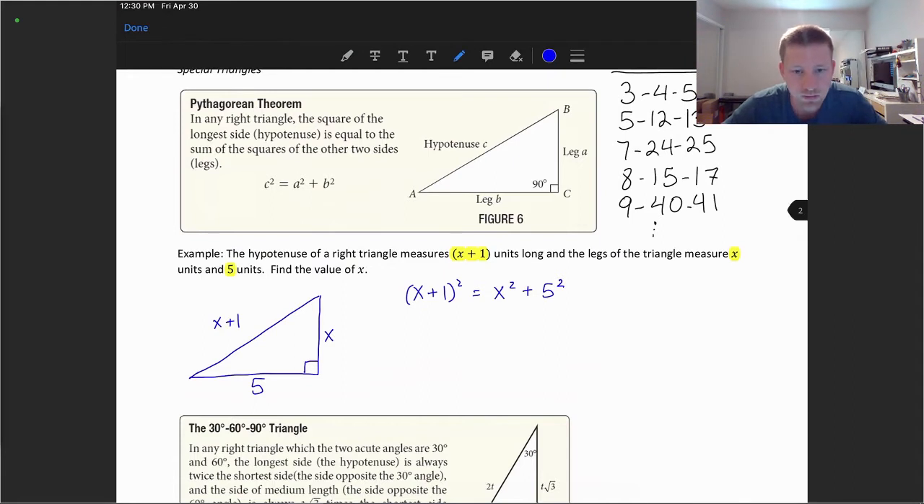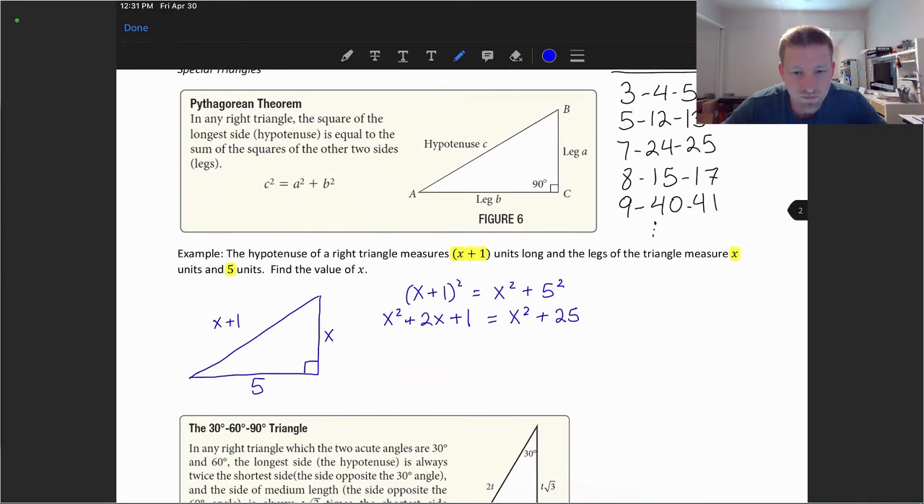It looks like we're going to have to do a little bit of algebra here to FOIL out our x plus 1, and then we'll see if we can combine some like terms. If I square x plus 1 out, that's the first term squared, x squared, plus 2 times the product, 2 times x times 1, that's 2x. And then 1 squared gives me 1, which is equal to x squared plus 5 squared, which is 25.